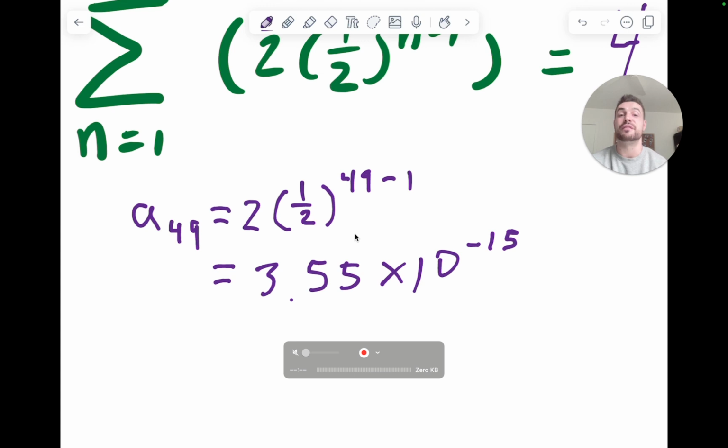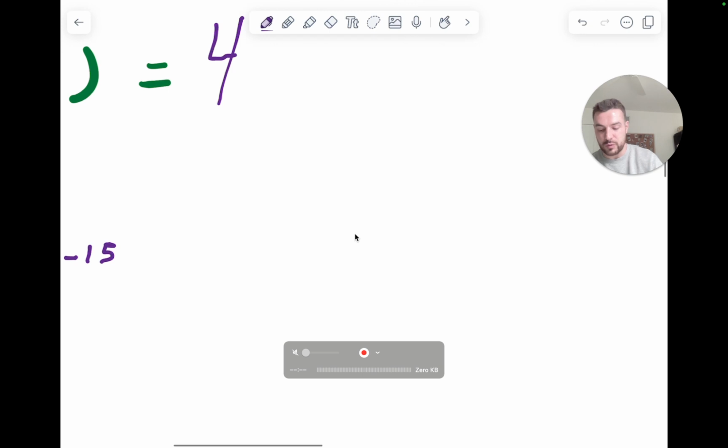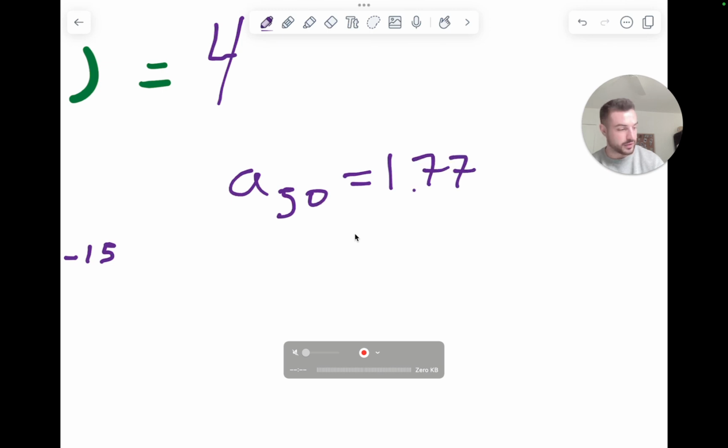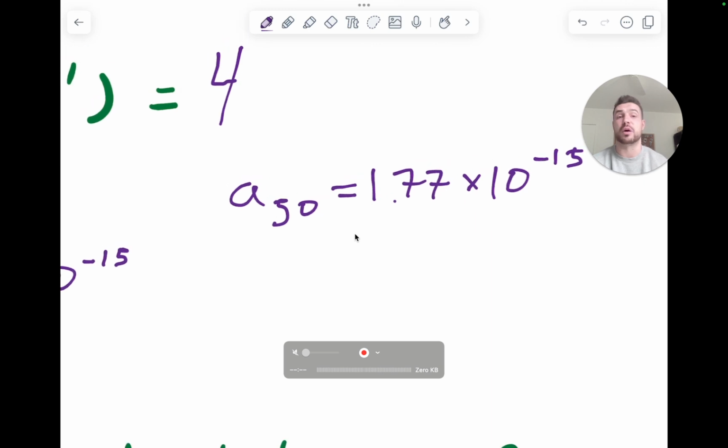That means this is a very, very small number, and it gets even smaller if we find the 50th term. If we plug in 50, we end up getting approximately 1.77 times 10 to the negative 15th. Again, a very, very small number.